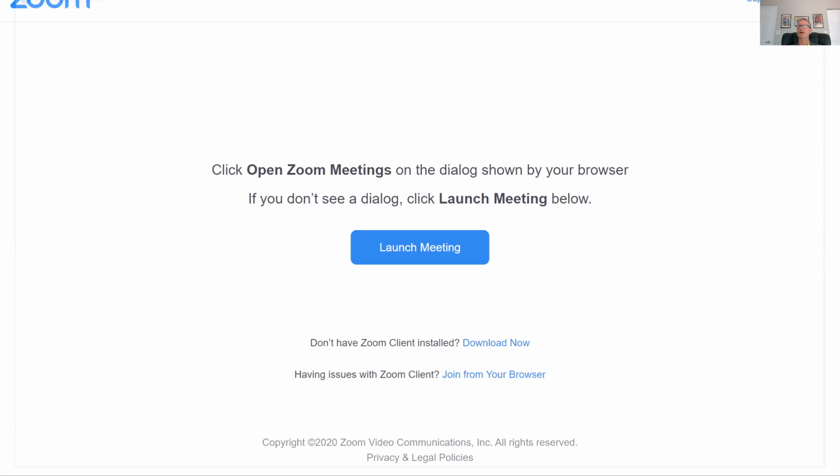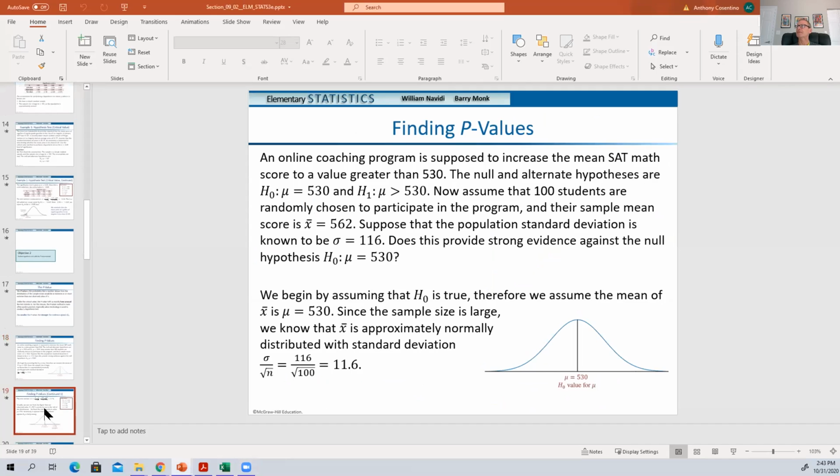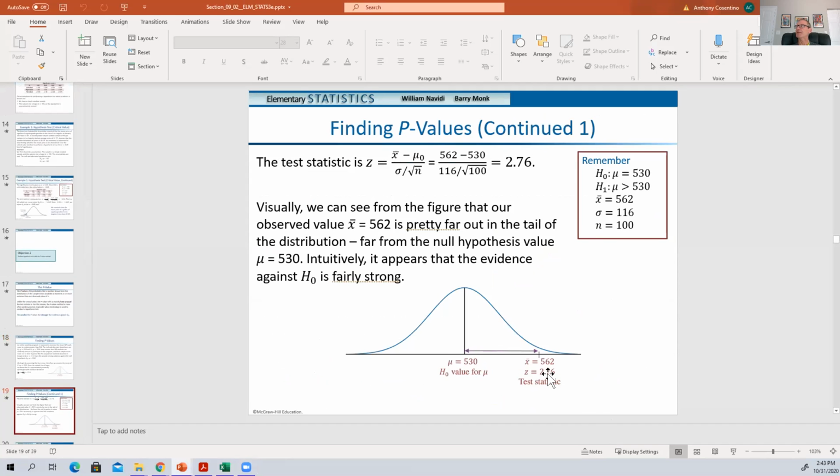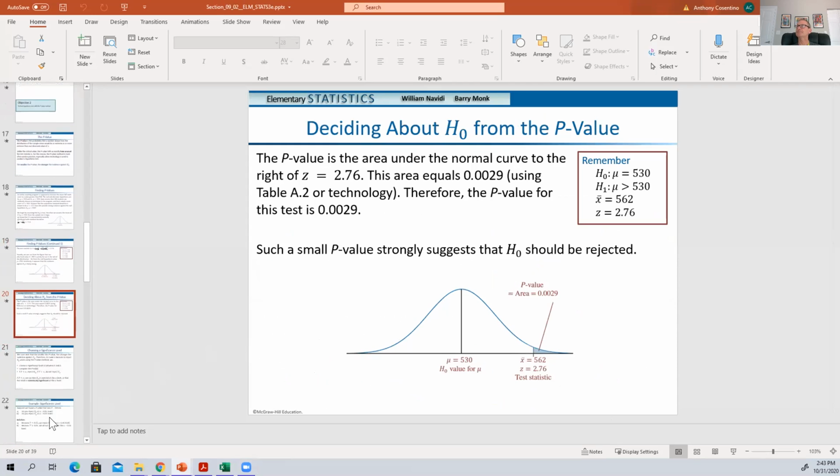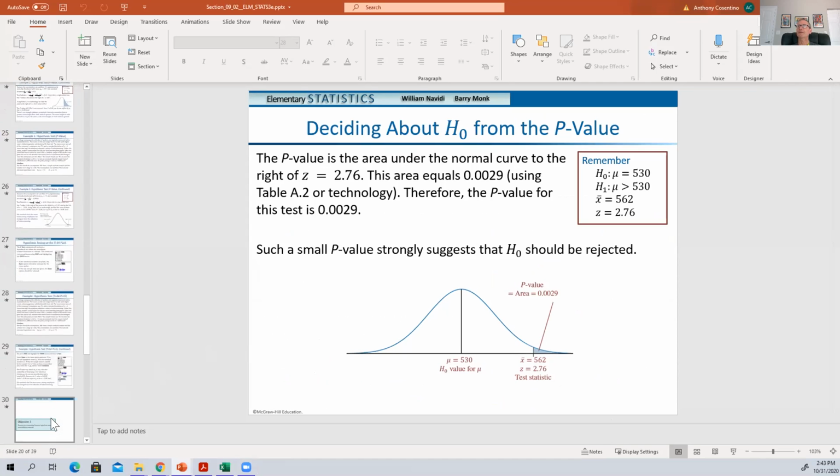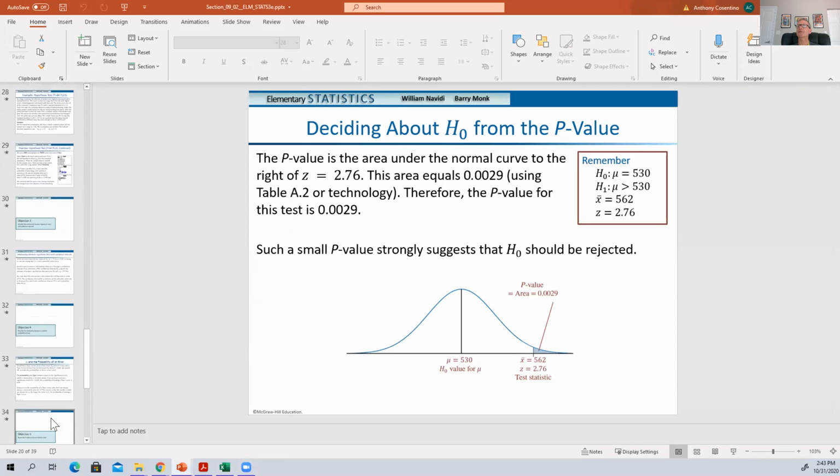And so here we go. And remember, we had the 2.76. And again, that value is just super small with regards to that. And that's the wrong slide. Let me see where.